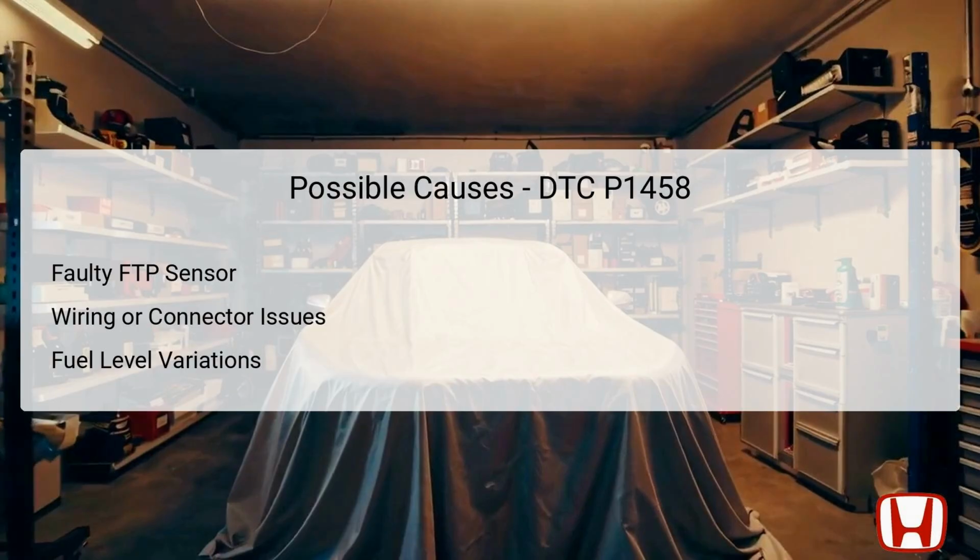There are several possible causes for DTC P1458. Firstly, a faulty FTP sensor may provide inaccurate readings to the Engine Control Module, ECM, leading to erratic performance. Secondly, wiring or connector issues can disrupt the signal between the FTP sensor and the ECM, resulting in erroneous data being processed. These issues might arise from frayed wires, corrosion, or loose connections.